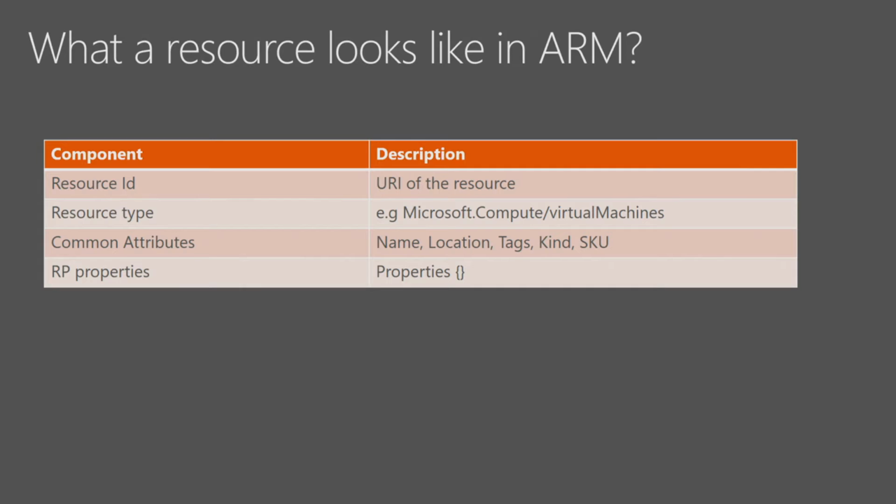Let's take a look at how to write a condition section. A resource in Azure Resource Manager looks like this. It has an ID. It has a resource type. It has some common attributes like name, location, tags, kind, SKU, which are the properties that Azure Resource Manager has for every resource provider. And there are also the RP properties in the properties spec. So basically, you can write a condition to control any of them.